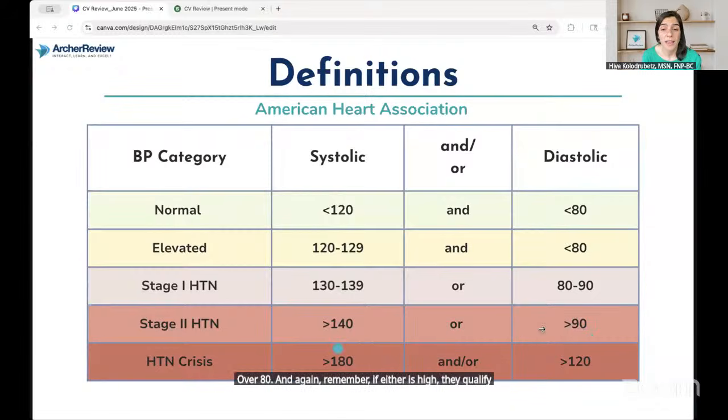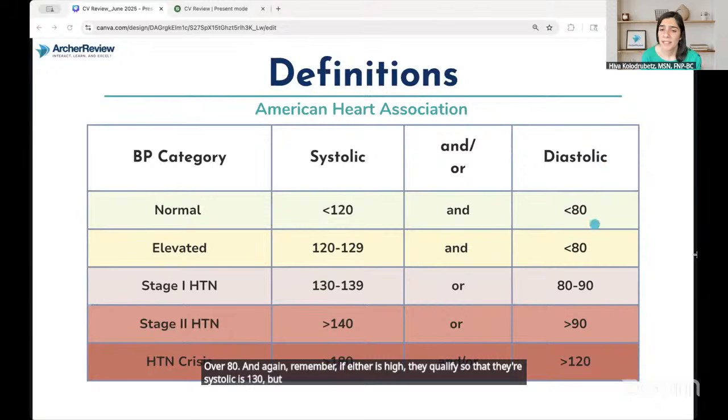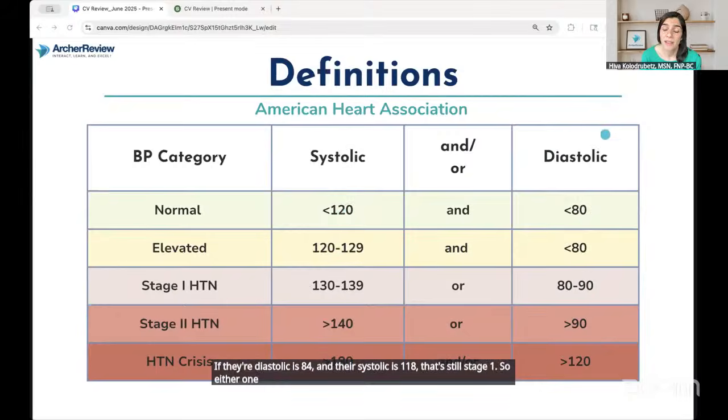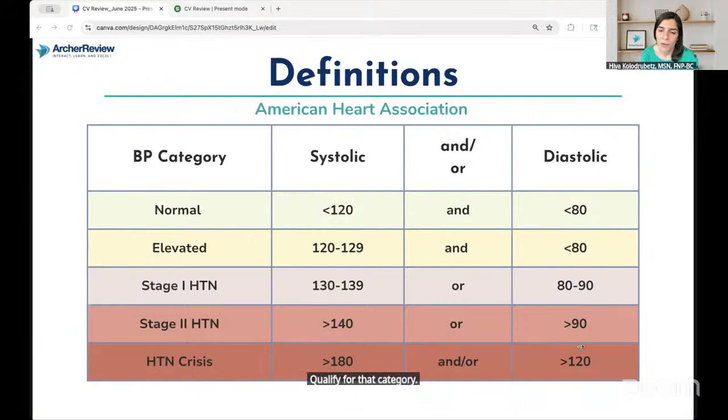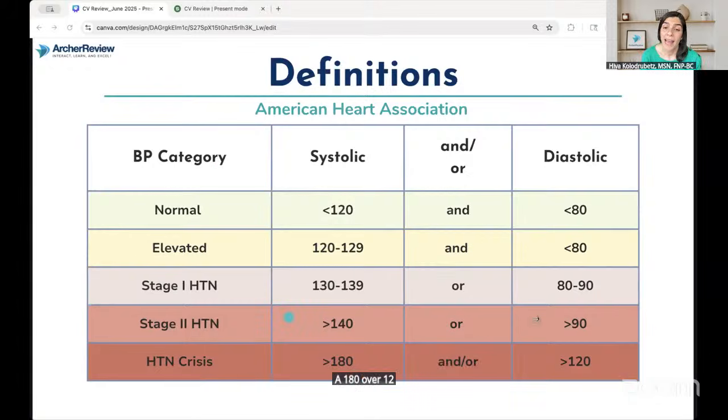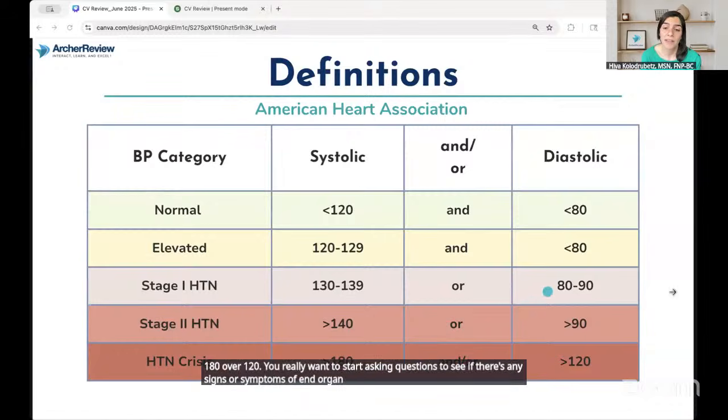So if their systolic is 130, but their diastolic 72, that's still stage 1. If their diastolic is 84 and their systolic is 118, that's still stage 1. So either one, either the systolic or diastolic, does qualify for that category. Hypertensive crisis. So if you have a patient with blood pressure coming in that's high, a 180 over 120, you really want to start asking questions to see if there's any signs or symptoms of end organ damage. That'll give you a better sense of, is this urgent or emergent, right? There's a distinction between that.